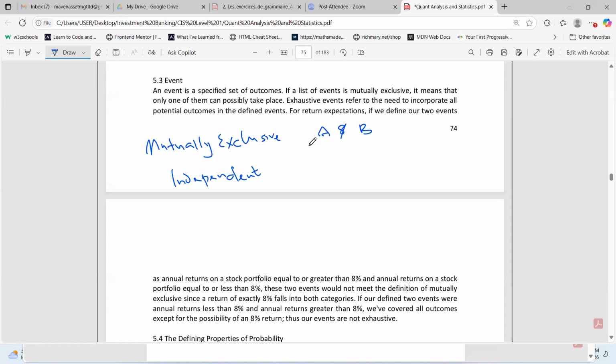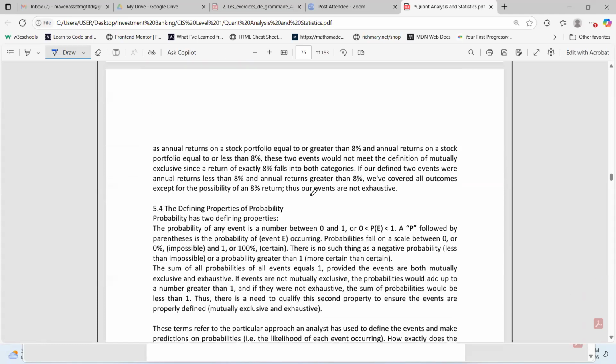That means A can occur at the same time as B. One does not hinder the other. But when we now say mutually exclusive, if A happens, B cannot occur, or if B occurs, A cannot happen. All right? So that is that about that.